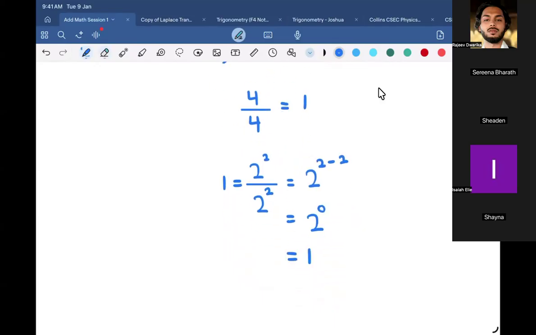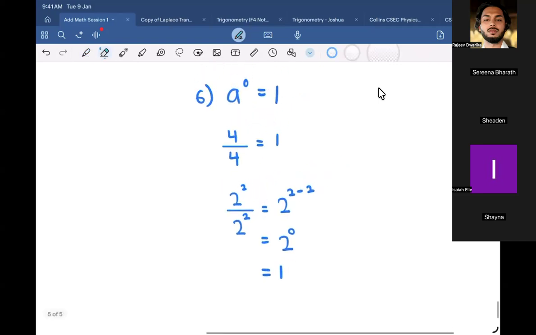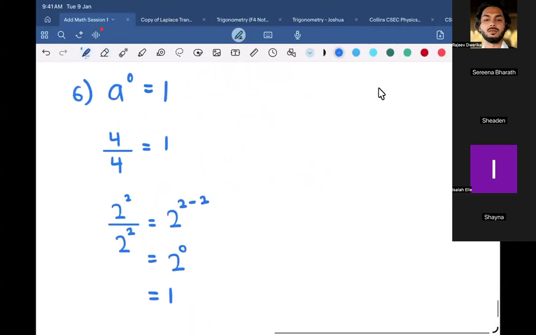Shay, you understand? Yes, sir. So Shay, let me do another example. Give me two numbers. They have to be the same number, obviously, because we're at year 1. Give me two numbers. 8 and 8. Okay, 8 over 8. What is 8 over 8? 1. And I could write 8 as 8 to the power 1 all over 8 to the power 1. It's the same thing.